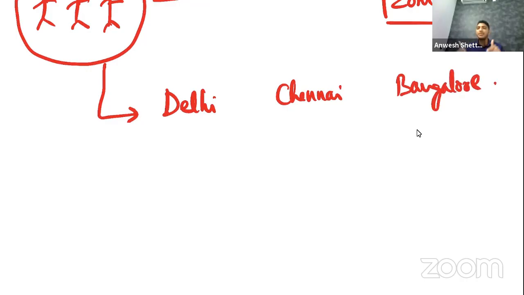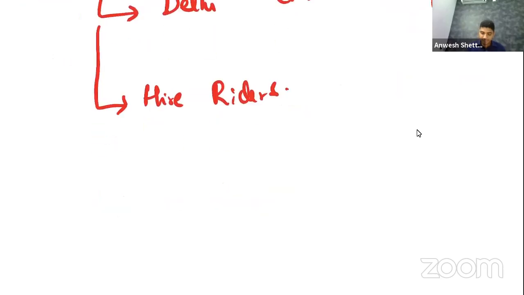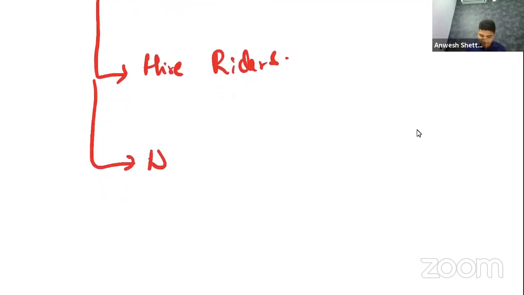Now in these cities, they want to hire the bike riders who are going to deliver the food. So they are going to hire the riders. Once they hire the riders and other employees, the next step is you get into the business. You have tie-ups with the hotels. Every time a customer orders, you go to the hotel, collect the food and deliver it to the customer. This is what we call delivery.